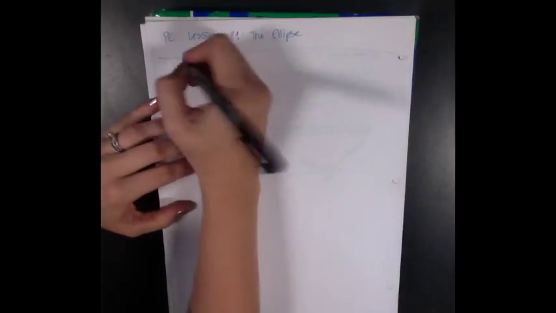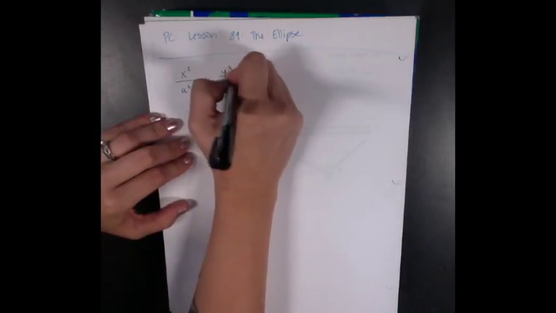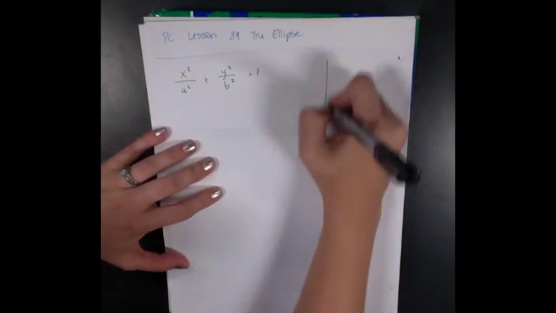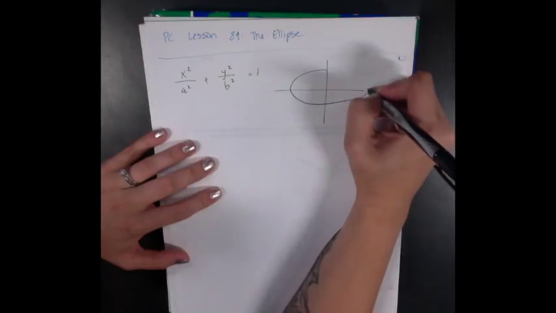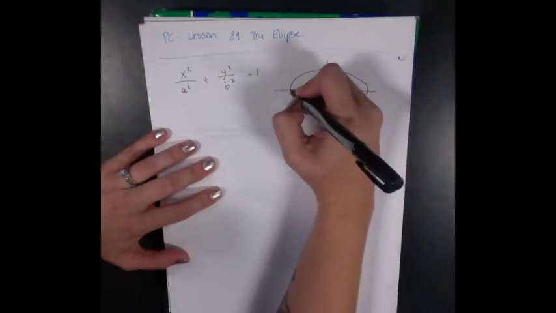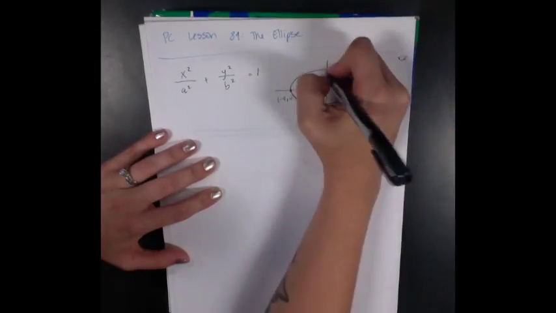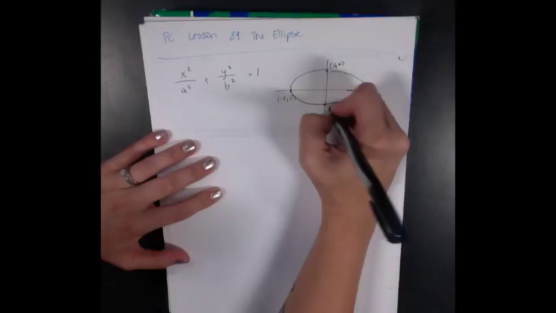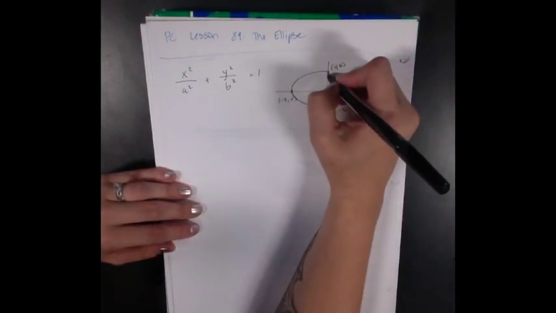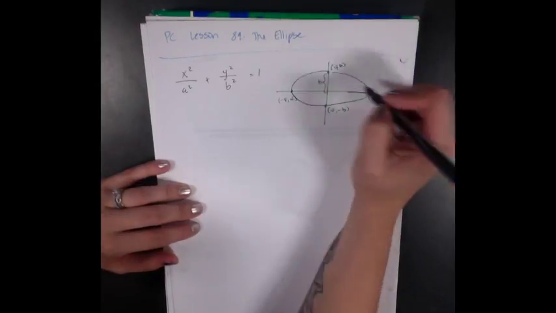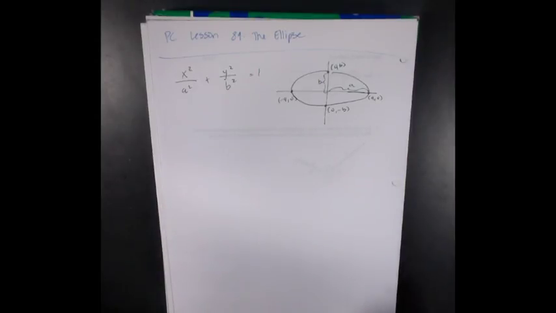So we remember the standard form of our ellipse is x squared over a squared plus y squared over b squared equals 1. And our trusty graph, hope maybe yours looks better than mine. This is negative a, 0, this is a, 0, we have 0, b, and we have 0, negative b. And that means this distance here is b, and this distance here is a.